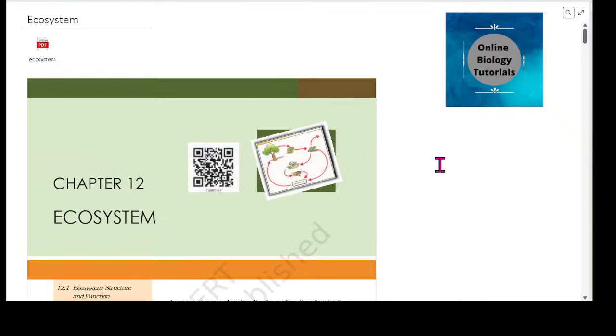So with this we are done with the reading of chapter 12, Ecosystem, taken from NCERT.